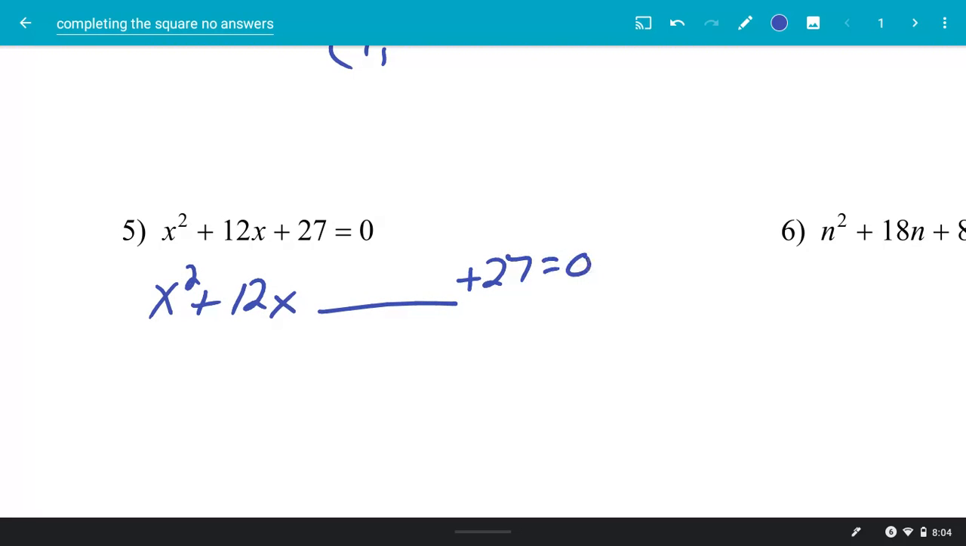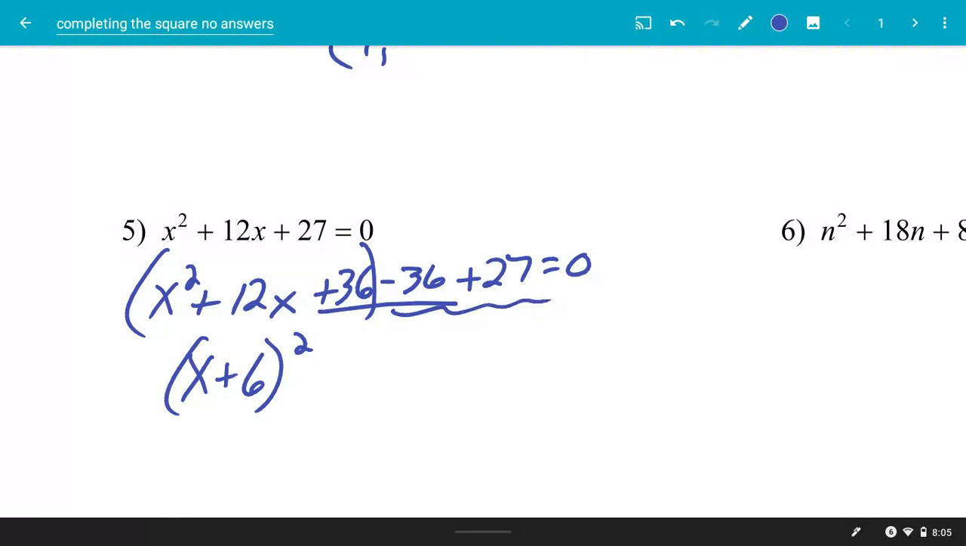Number 6, x squared plus 12x, space, plus 27 equals 0. 12 divided by 2 is 6. 6 squared is 36, plus 36 minus 36. There's my perfect square trinomial. Factored is x plus 6 quantity squared minus 9. And that equals 0. My vertex then is -6, -9.